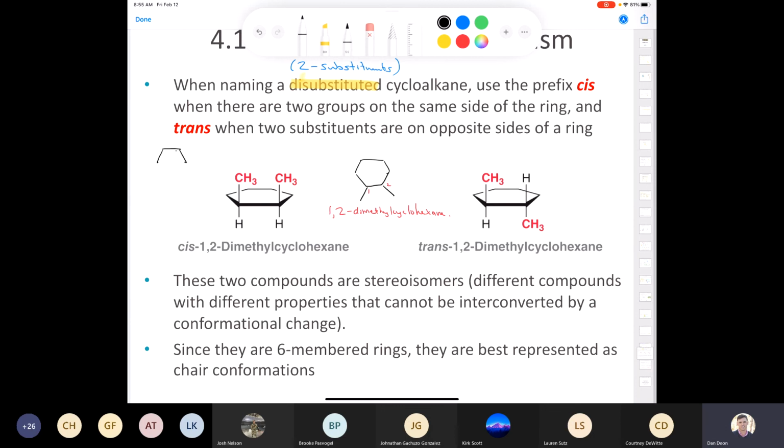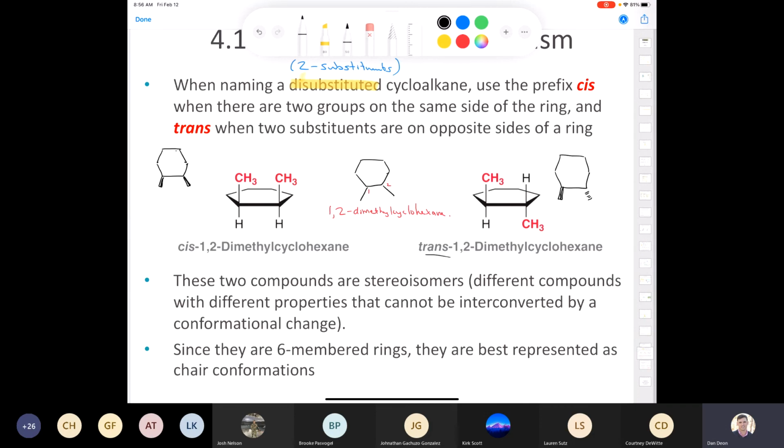Now, if I was to use dashes and wedges, then it gets a little more interesting. So if I was to draw this, okay, and I was to put both of the methyl groups pointing up like this, then you'd have them both on the same face of the molecule. When the two groups are on the same face, they're called cis. So now I say cis-1,2-dimethylcyclohexane, and the cis is a prefix before the entire name of the molecule. If they're on opposite faces of the molecule, okay, like this, I've got this methyl group going up and this methyl group going down.